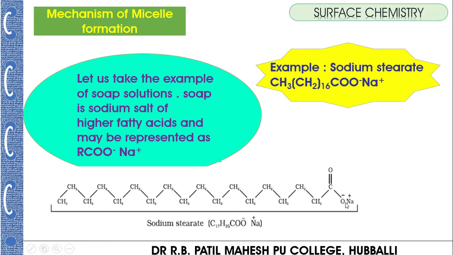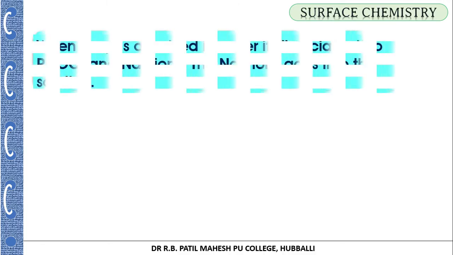This carboxylate anion, once again, has two parts. The first part is the long chain hydrocarbon part, that is hydrophobic in nature. Hydro means water, phobic means hating. That means it is repelled by the water, whereas we have the polar carboxylate anion part that is attracted by the water molecule, and hence it is hydrophilic in nature. So let us see that one by one.